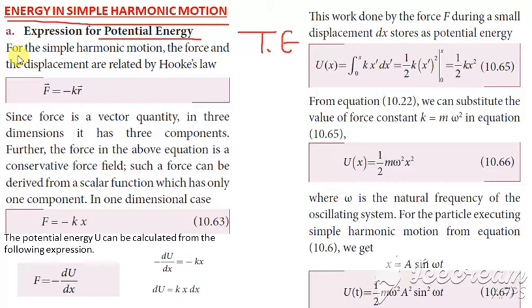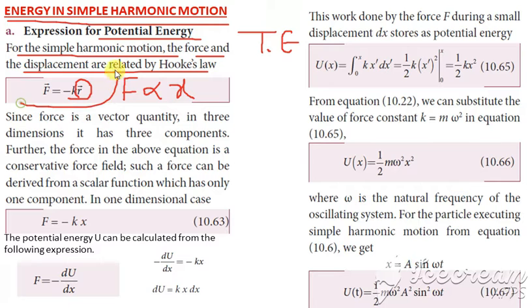First, for simple harmonic motion, the force and the displacement are related by Hooke's equation, as we know: F proportional to x, same way F proportional to r. So we write F is equal to minus k into r, and if we write it as x, we get F is equal to minus k into x. And the potential energy can also be written as F is equal to minus du divided by dx. This is the equation for potential energy.